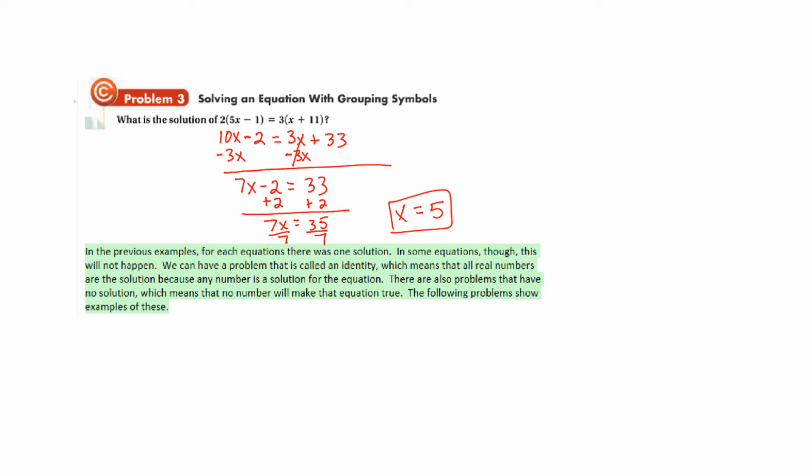Now in the previous examples, for each equation there was only one solution, such as in problem 3, x equals 5. In some equations though, this will not happen. We can have a problem that we call an identity. What an identity means is that all real numbers are the solution because any number works as a solution for that equation. We also will say that that means all real numbers. And that's what that symbol there stands for.